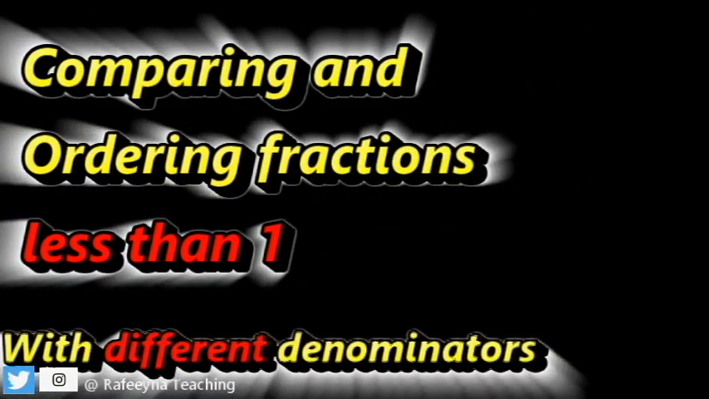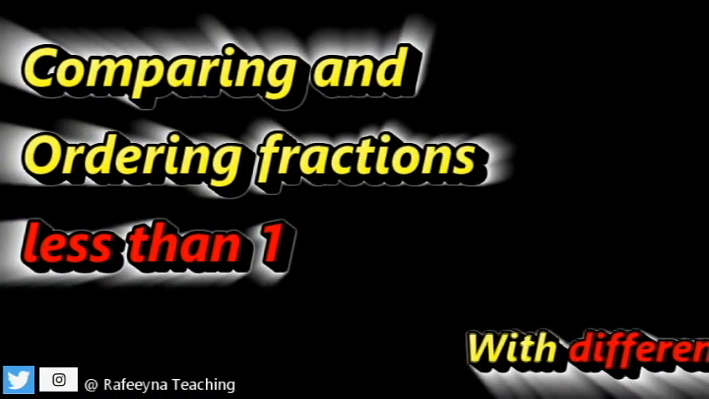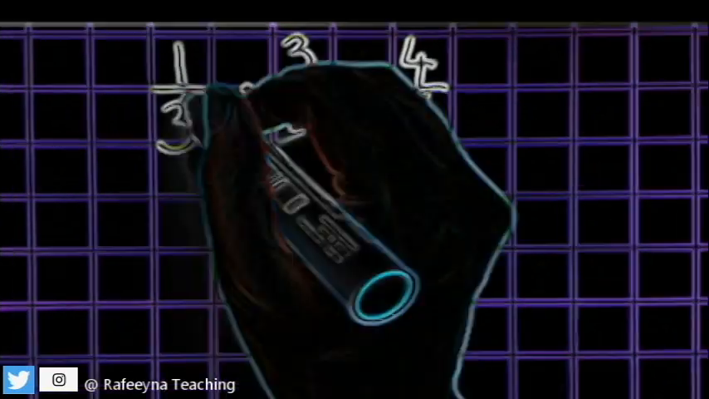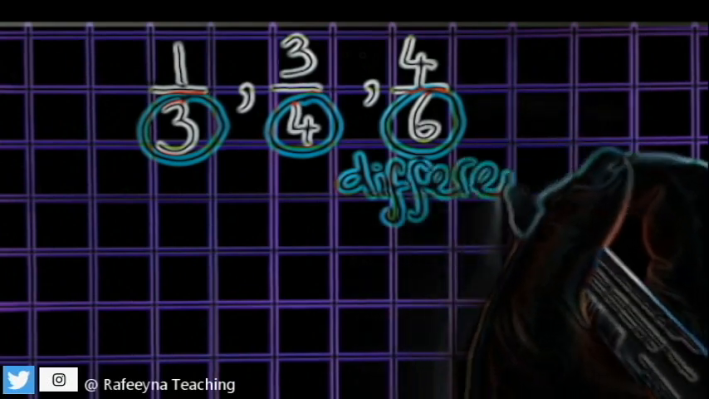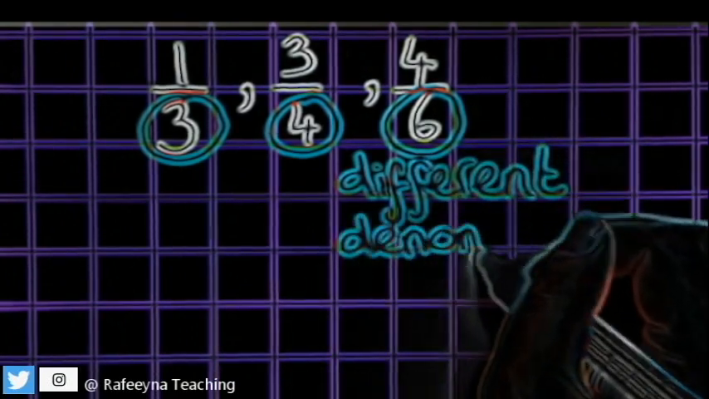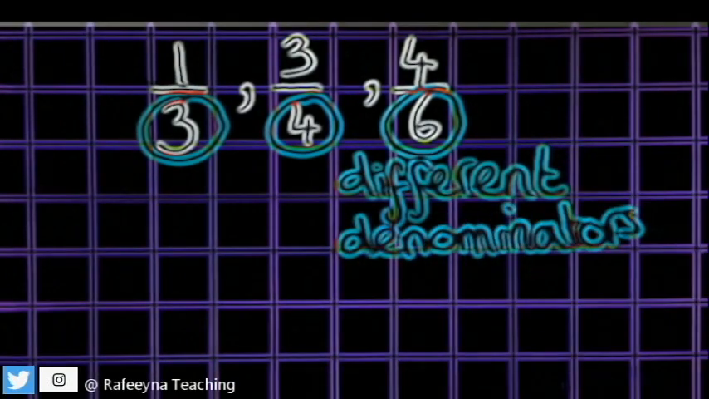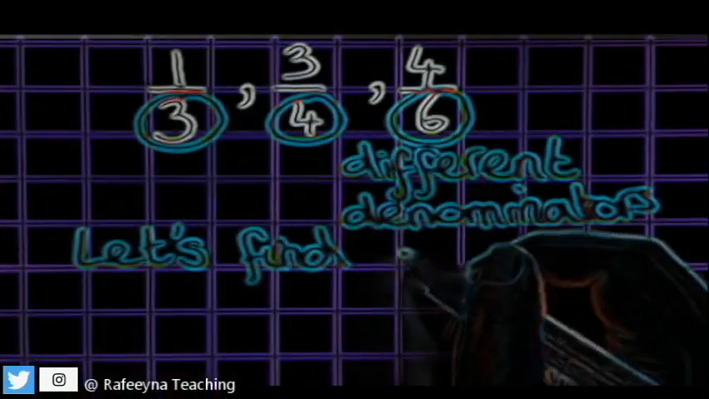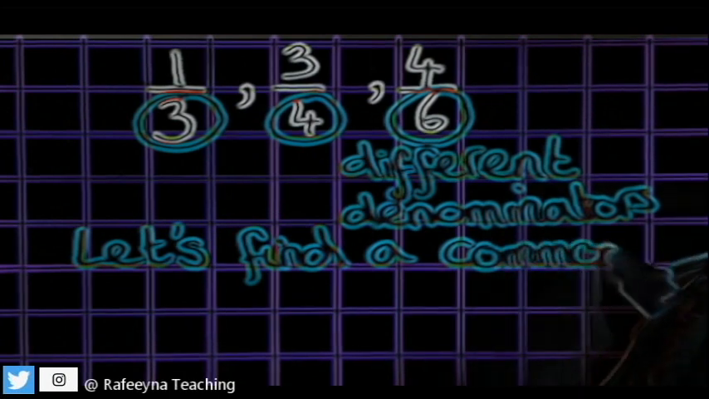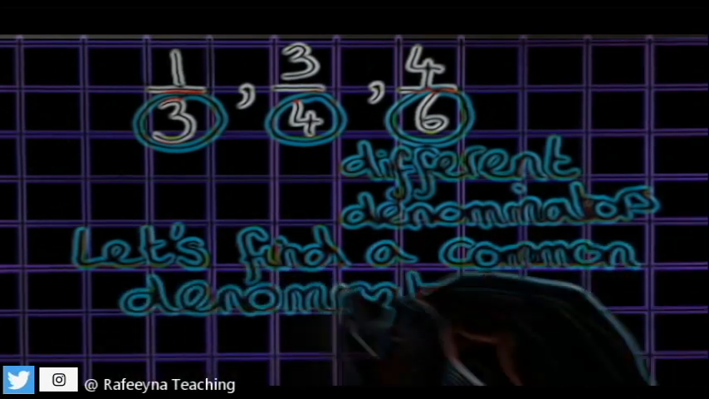Let's look at some fractions where the denominators are different. Here we have 1/3, 3/4, and 4/6. The denominators are different. We have 3, 4, and 6. To find a common denominator, we need to find the lowest common multiple in these numbers.